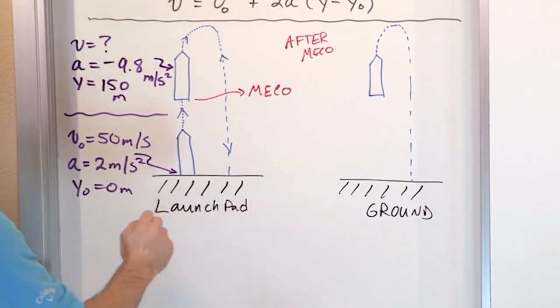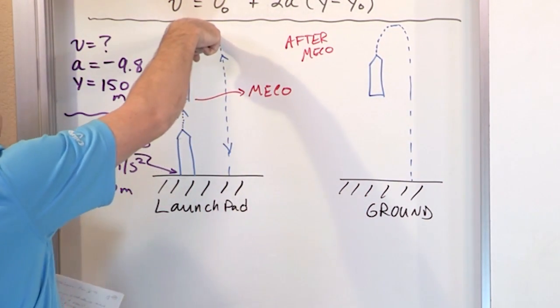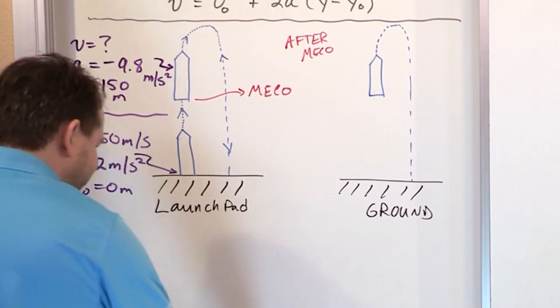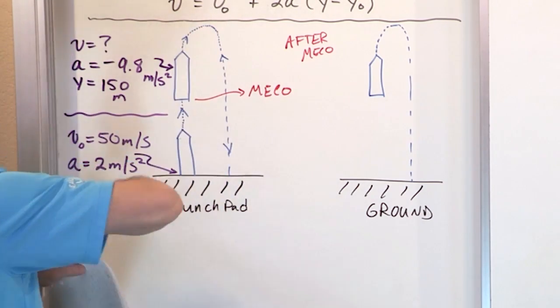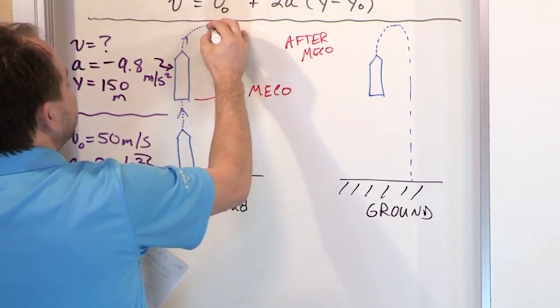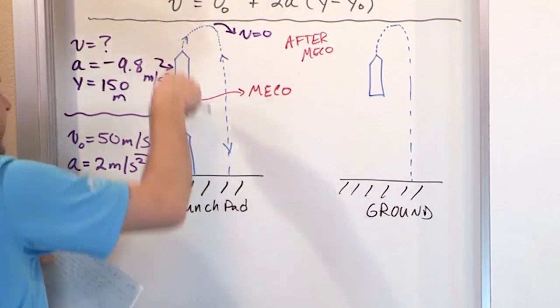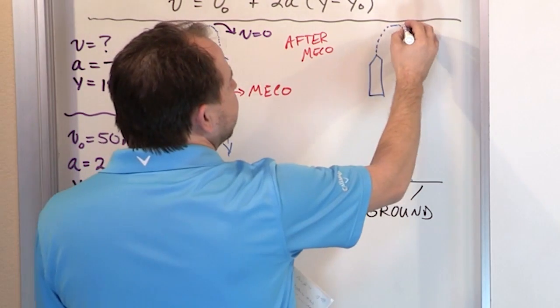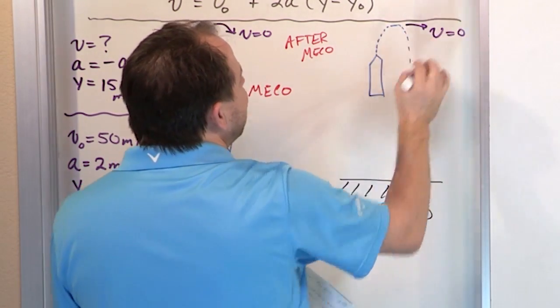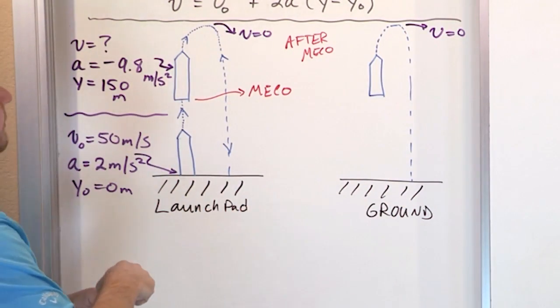When we say maximum height, that means the very tippy top of this. So we actually know something about the tippy top of this. We know that at the very top of the motion, the velocity is equal to 0 because it just stops and then it starts falling. Same thing here, it's the same drawing. So we can say the velocity at the very top is equal to 0. So we know something about the top as well.